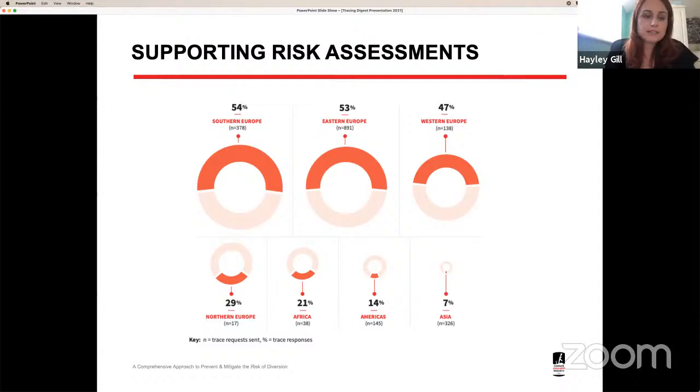So the graphic presented on the slide illustrates how the number of trace requests sent regionally has great variation, and so does the response rate. European states respond to the highest degree, with Eastern Europe receiving the highest number of trace requests and achieving the second highest response rate. The ATT affirms cooperation and information sharing is critical to addressing diversion, and this process is demonstrated by tracing, with exporting states playing a critical role in this process.